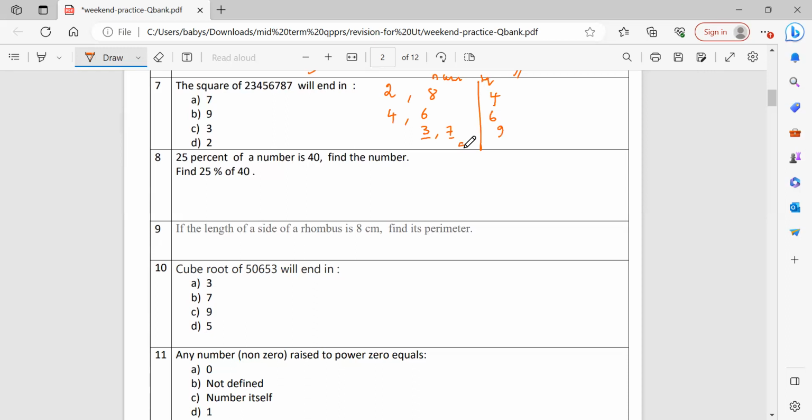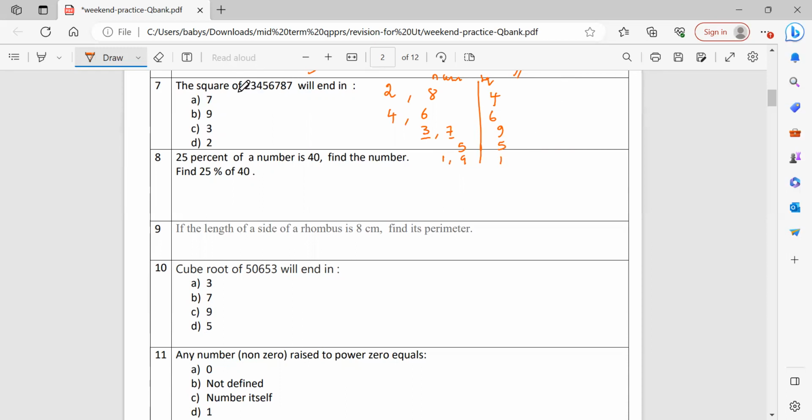Then if the number ends in 5, the square will end in 5. And if the number ends in 1 or 9, the square will end in 1. And of course, for 0, the number has to end in a 0. If it's 10, in the squared version, you will have double the amount of zeros, terminating zeros.